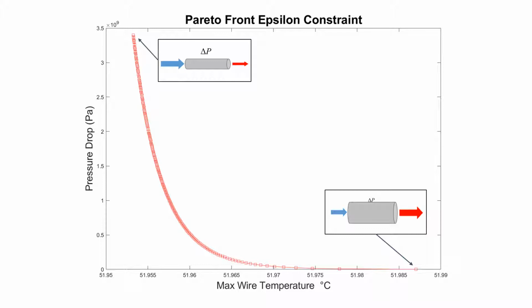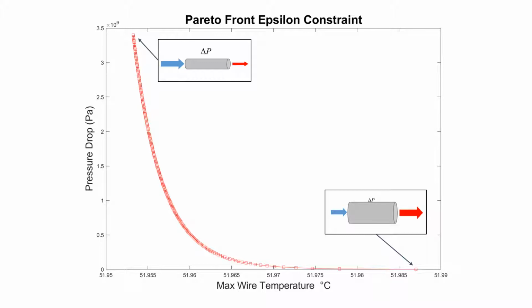Although we could have used something like the weighted sum method, the epsilon constraint method is more reliable, so we felt that was a better option. Also, we epsilon constrained the pressure drop. As I mentioned previously, the Pareto frontier behaved as expected. It goes from the top left corner to the bottom right corner.